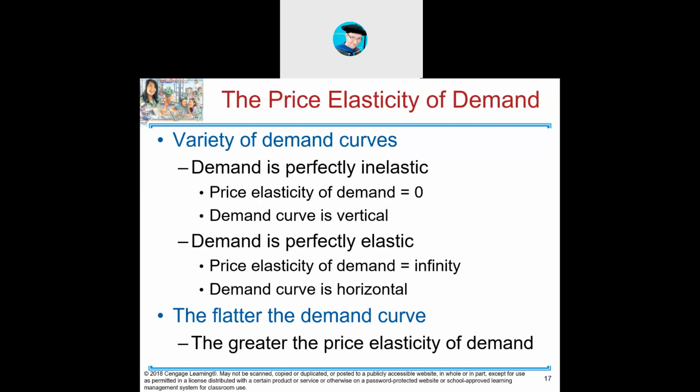So price elasticity of demand is equal to 0, and the demand curve is vertical, if there's what we call perfectly inelastic. Perfectly inelastic rarely ever happens, but it's just something I need to tell you about, because if something is perfectly inelastic, it's 0. If it's perfectly elastic, it's infinity, which means the demand curve just continues horizontally. And the greater the price elasticity of demand, the flatter the curve is.